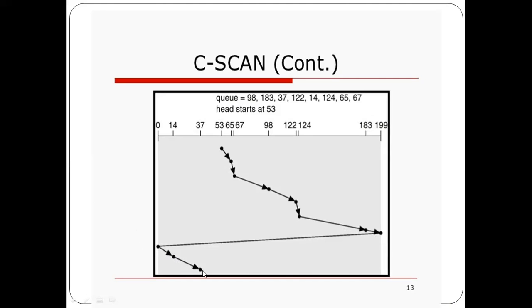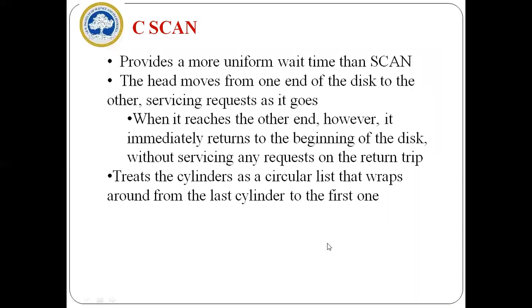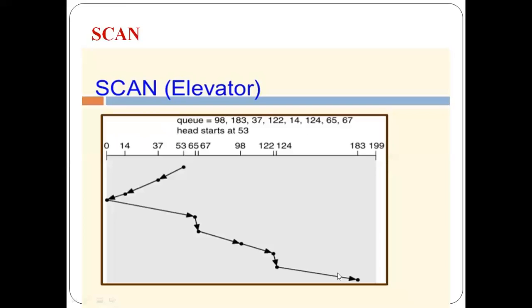For example, the same thing: once it reaches 199, if the new request 125 is given, then while coming back it won't solve that request. It has to wait. But in the previous SCAN method, once it reaches this end, while coming back, the 125 request is given.